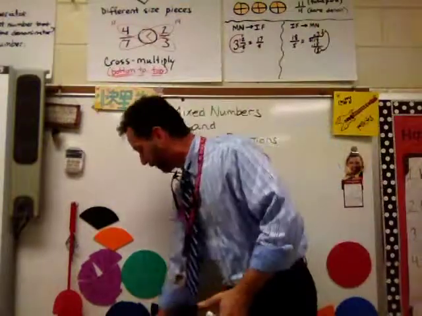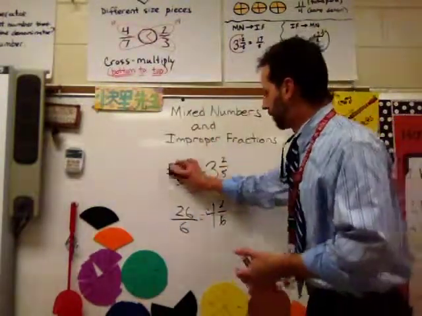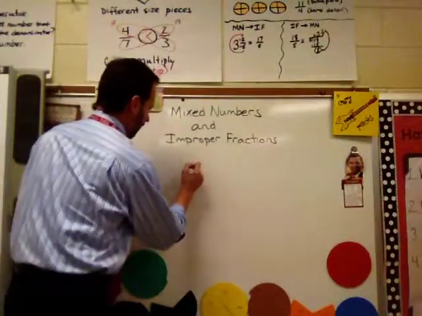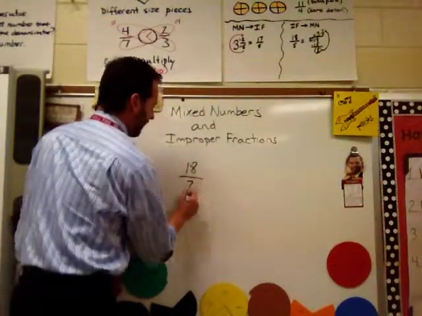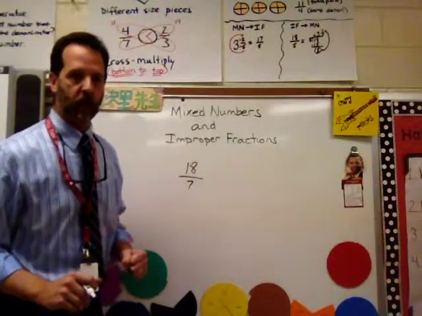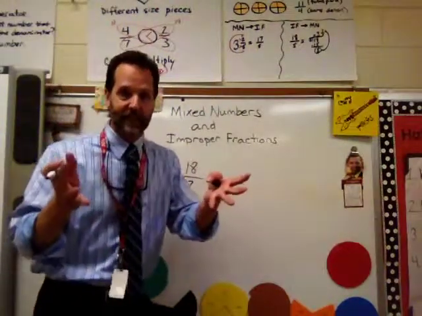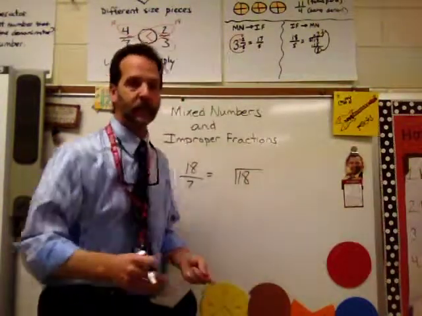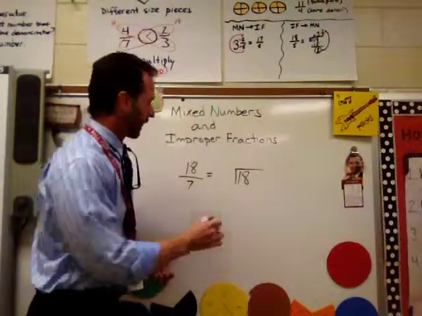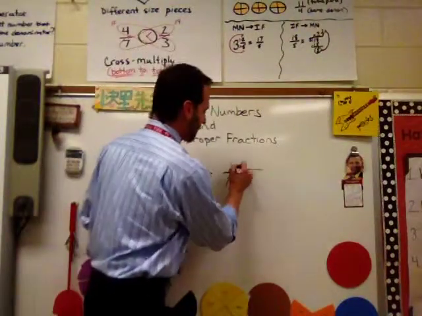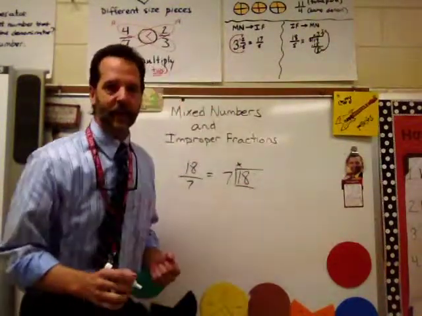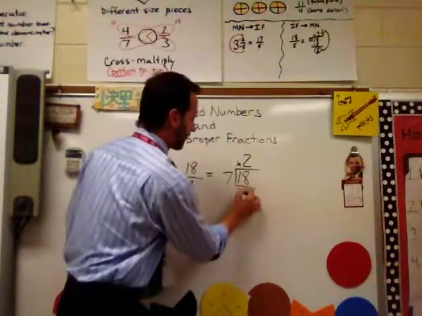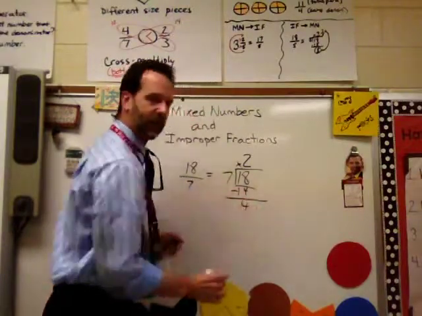Now, if you need to, you can do this as a division problem. 18 sevenths. Okay? 18 sevenths. I have 18 individual parts, and I'm going to divide them into groups of 7. I'm going to count by sevens. How many sevens can I take from 18? 2. 2 times 7 is 14, and when I subtract, I have a remainder of 4.